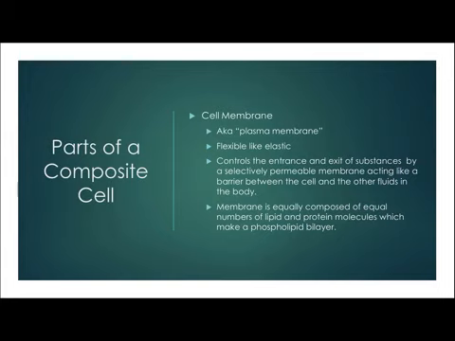First, we have the cell membrane, also called a plasma membrane. It's flexible and elastic. It controls the entrance and exit of substances by a selectively permeable membrane, acting like a barrier between the cell and other fluids in the body. The membrane is composed of equal numbers of lipid and protein molecules, which make a phospholipid bilayer.